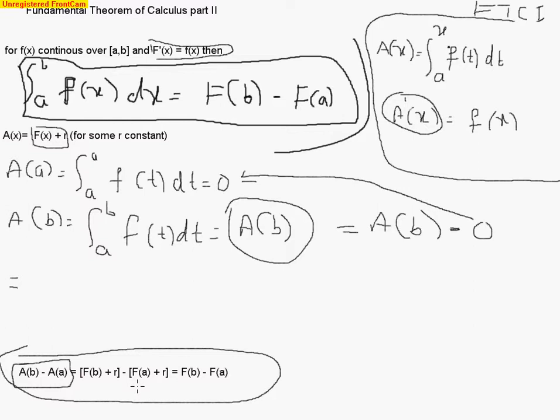So before we even do anything, we can see that plus r minus r is going to go away, so the constant is going to go away, and at the end we get big F of b minus big F of a, and that's what we want. So we're done with the proof.